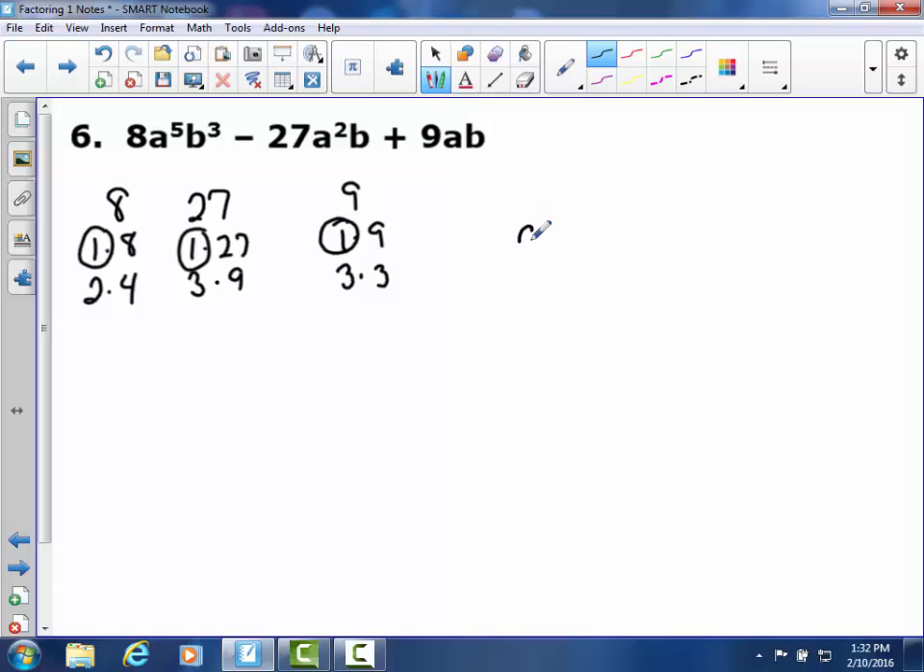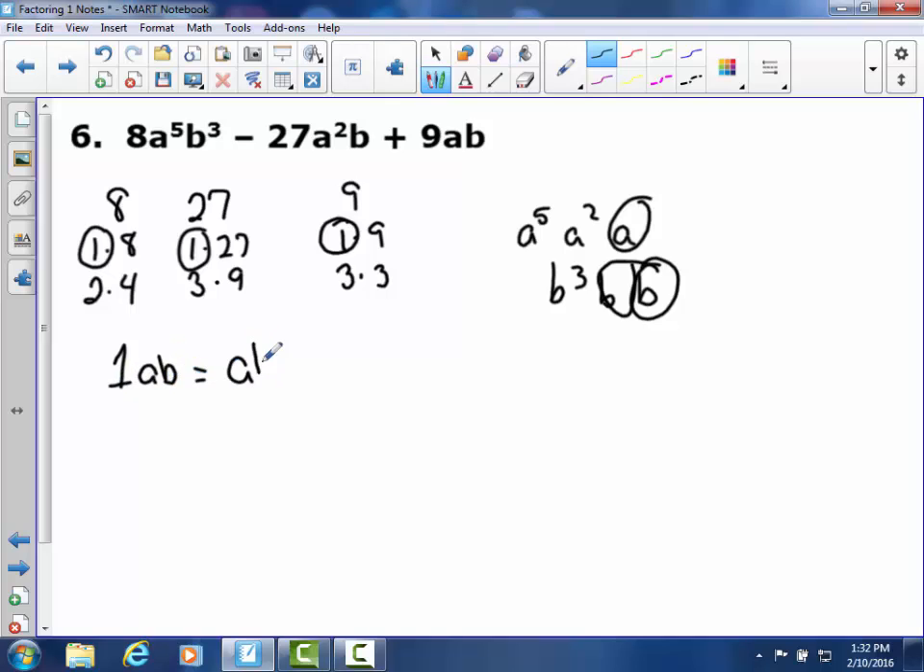Then we look that we have a to the 5th, a to the 2nd, and a. A is the smallest, so that's going to be part of our GCF. And we have b to the 3rd, b, and b. Well, these are the same, so it doesn't really matter. You can pick one or the other. Okay, so my GCF is 1ab, or simply ab. Okay. So ab, and then what's left when we factor it out?